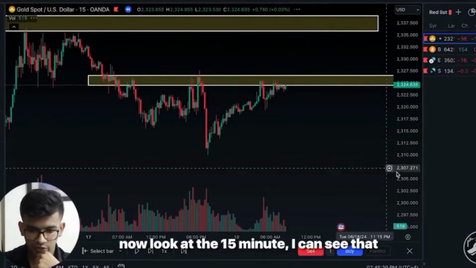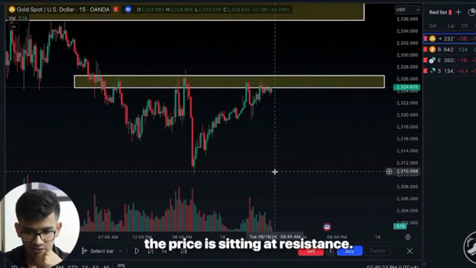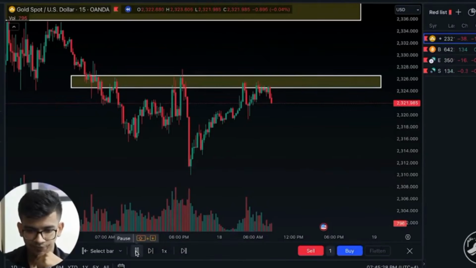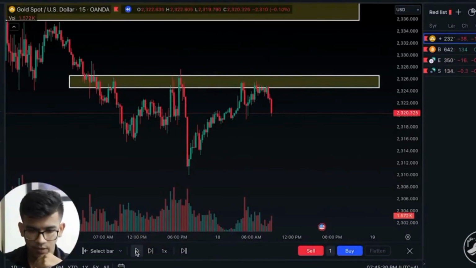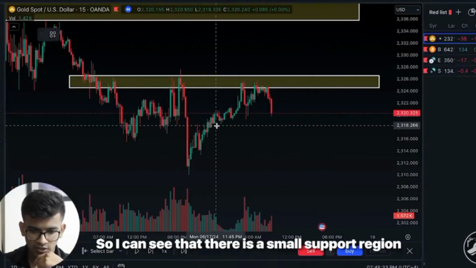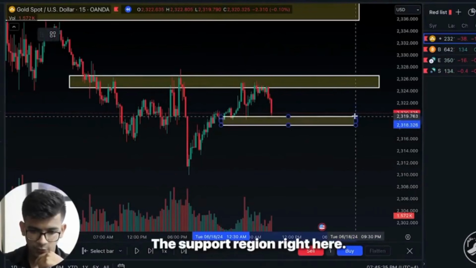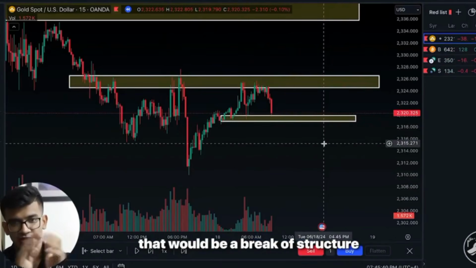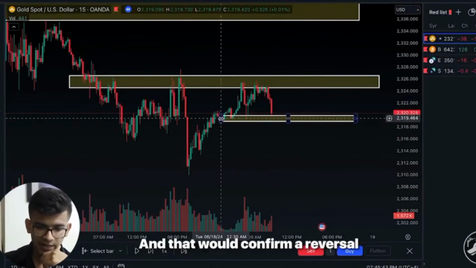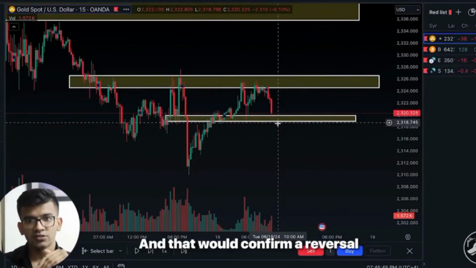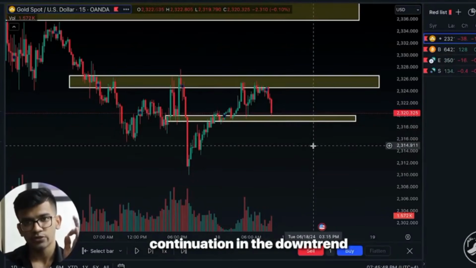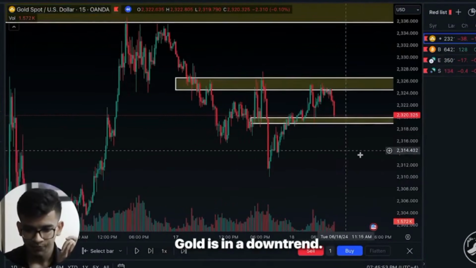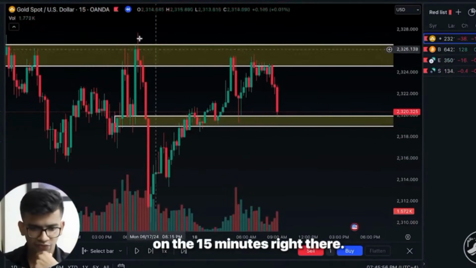On the 15-minute, I can see that the price is sitting at resistance. What time is it? It's around 8 a.m. in the morning. So let's wait for price to form a structure. Alright, so I can see that there is a small support region right here. If price breaks the support region, that would be a break of structure as well as a break of support zone, and that would confirm a continuation in the downtrend, as from all the higher time frames, gold is in a downtrend. So this is my execution zone on the 15-minute right there.